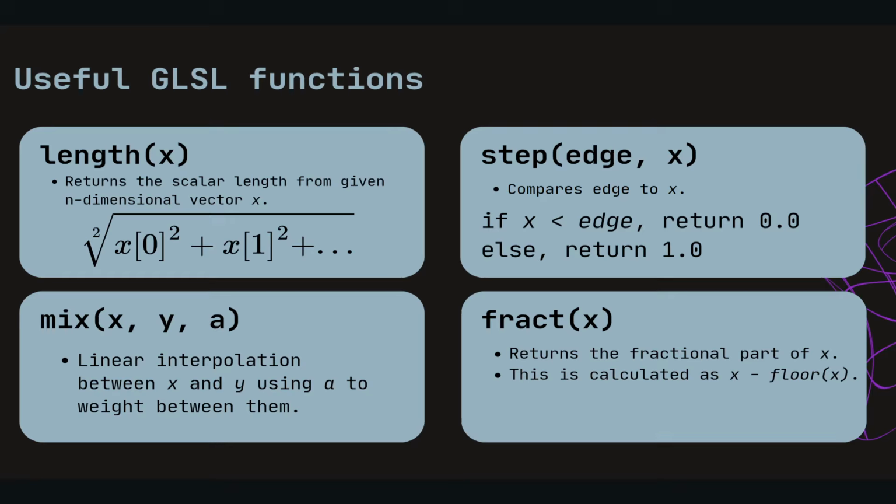Mix is a linear interpolation between x and y using a as the weight. You usually want to keep a between 0 and 1 for things to work. Say you pass in 1 for a, mix(x, y, a) will return the value of y. If we set a to 0, it'll return x. And anywhere in between, it'll interpolate between x and y. So 0.5 is 50% between. And then fract, we'll use it, but not for the example. It's the fractional part of x.